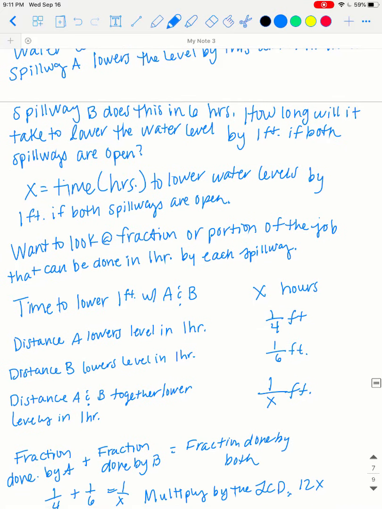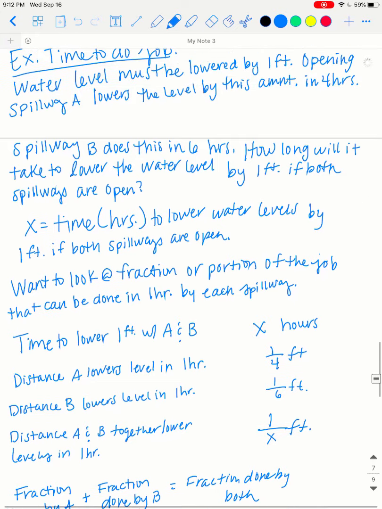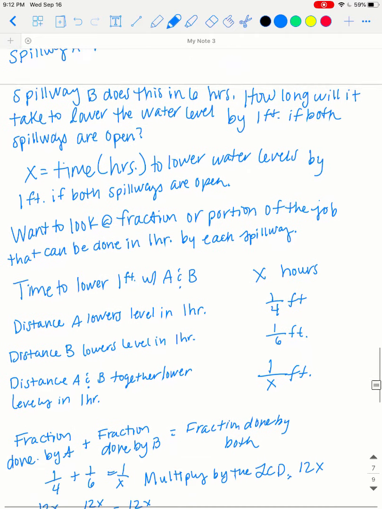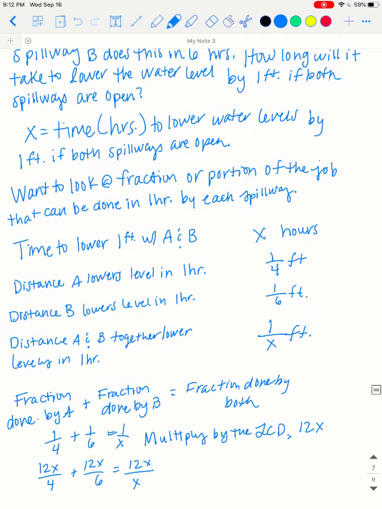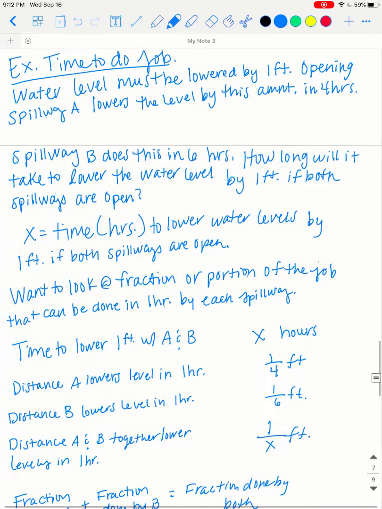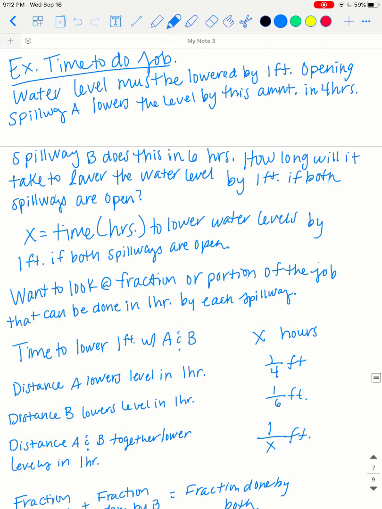And then spillway B lowers the level in an hour by 1/6 of a foot, because in an hour we're only going to be able to do 1/6 of what we would be able to do in 6 hours. So A and B together lower the level in 1 hour by 1/x. That's the portion that they could do in an hour.